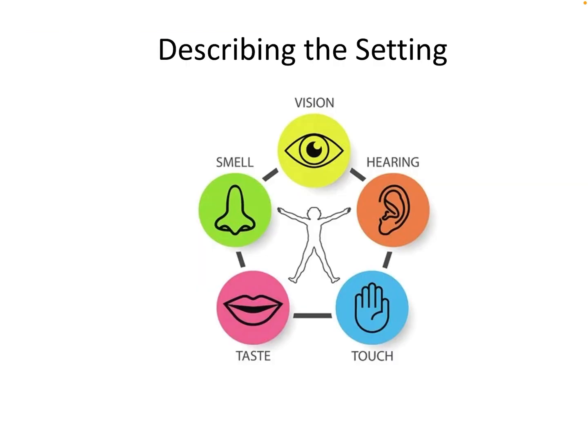So when you're describing a setting, we use our 5 senses, which remember is our sight, our hearing, our touch, our taste, and our smell. Now you don't have to use all 5 in a paragraph where you're describing the setting, but you can use 1 or 2 throughout.